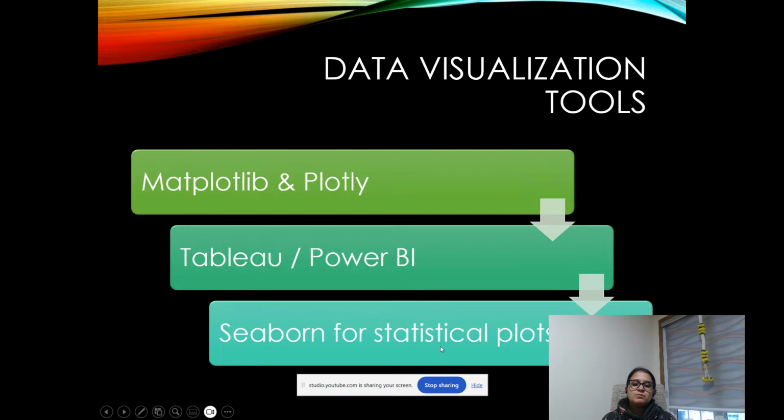Seaborn for statistical plots. This is very popular. Seaborn actually is a child of Matplotlib. Matplotlib is the parent, and Plotly is an awesome library. Okay.